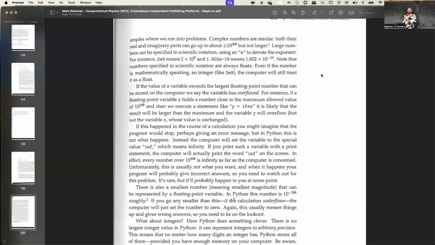Interestingly, no error will be produced when we run the program. For example, if you have y is equal to 10x, where x is a number close to that limit, multiplying by 10 would give you something beyond that limit. So what would be produced for y? You would still run it, but the number would change to INF, which means infinite. And if you were to print out that value, it would be INF.